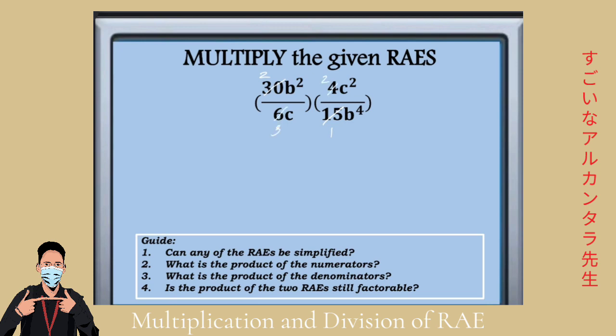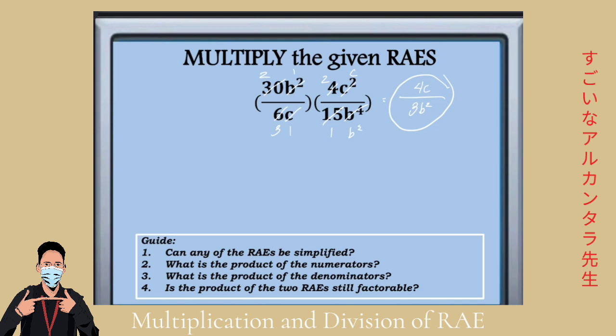What else can we simplify? The b's. The GCF is b squared. This will be 1. This will be b squared. For c and c squared, the lower exponent is c. So divide both by c. This will be 1. And this will be c. So as you can see here, we have left 2 times 1 times 2 times c. The answer is 4c. Below we have 3 times 1 times 1 times b squared. That's 3b squared. So that is your final answer.